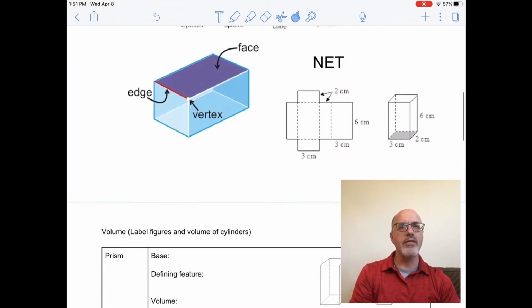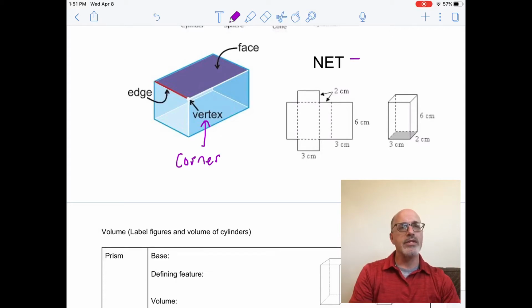If you have a prism and you're looking at what looks like a box, notice that the corner of the box is what we call the vertex. We also have what we call an edge, which is where two of the sides meet together, and then a face is one of the sides of the figure.